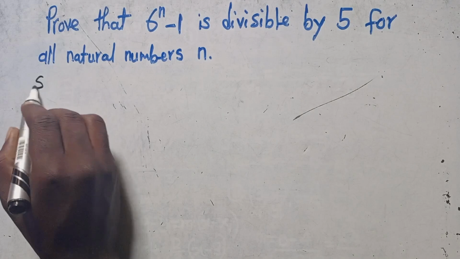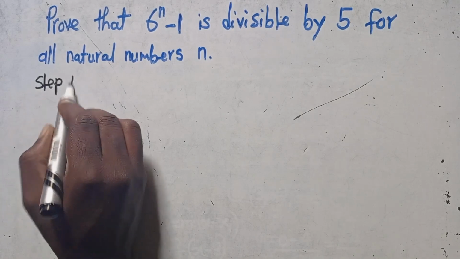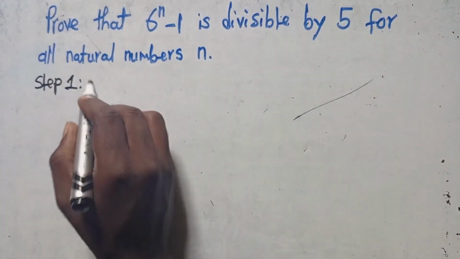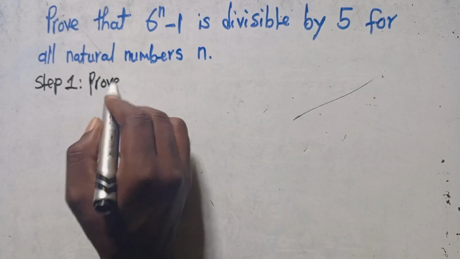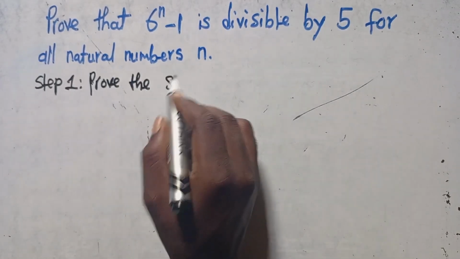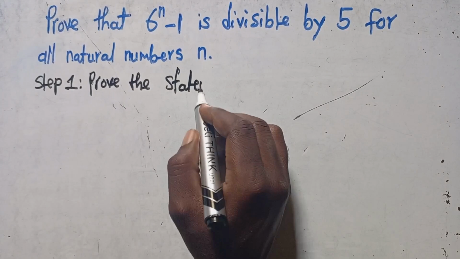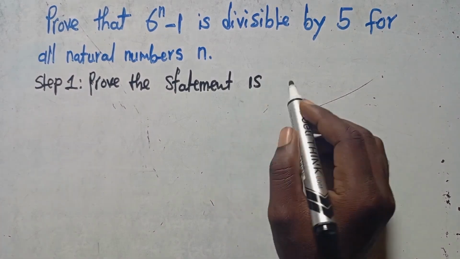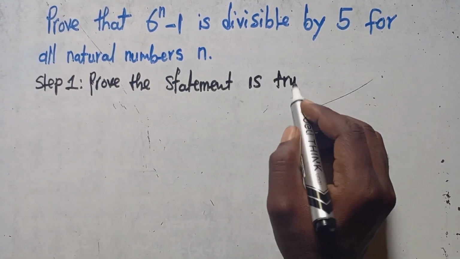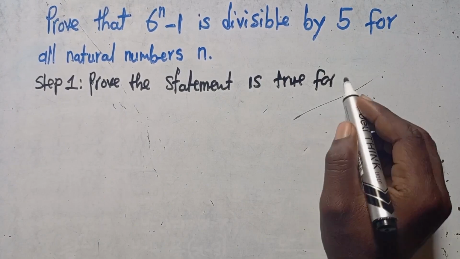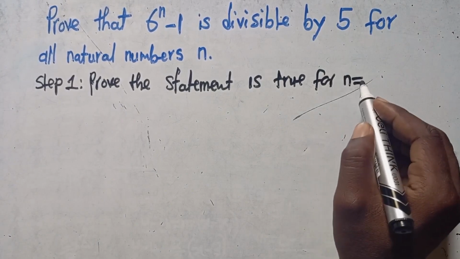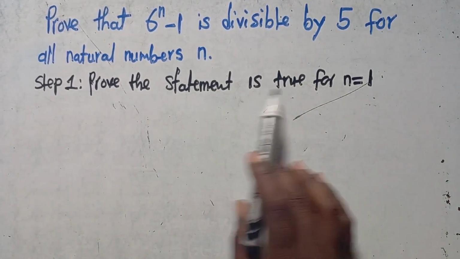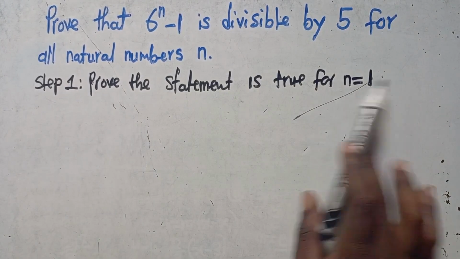Step number 1, so we answer this in steps. Step number 1 is where you just need to prove the statement. Prove the statement is true for n is equal to 1. This is the first step. So you prove that the statement is true for n is equal to 1.